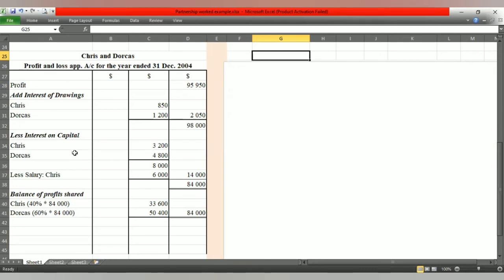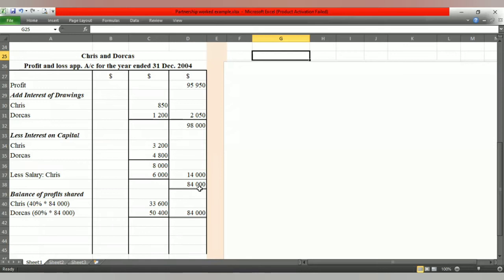In order to calculate interest on capital, remember it is the partner's capital times the rate. And also the business would pay salary to any partner as required under the partnership deed. And that was agreed upon. Now, Chris is to get a salary of 6,000. That is why we added that 6,000 to 8,000, because we're subtracting all of what should be paid out to the partner from the profit of 98,000. And we are left with 84,000 to be shared between the partners. So this 84,000 represents the balance of profit that you are to share between the partners.